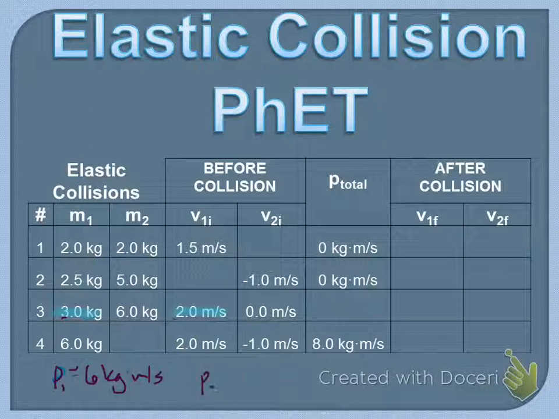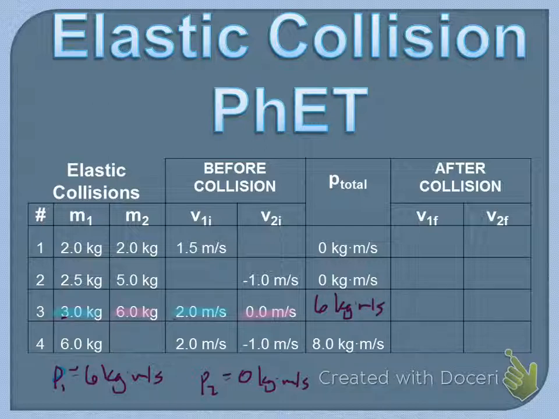And the momentum of object 2 is going to be the 6 kilograms times the 0 meters per second. And of course, 6 times 0 is going to be 0 kilograms times meters per second. So the momentum of the second object is none. It's stationary. But the total momentum then is going to be 6 plus 0, or 6 kilograms meters per second.